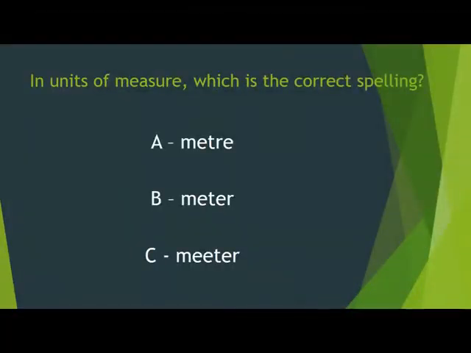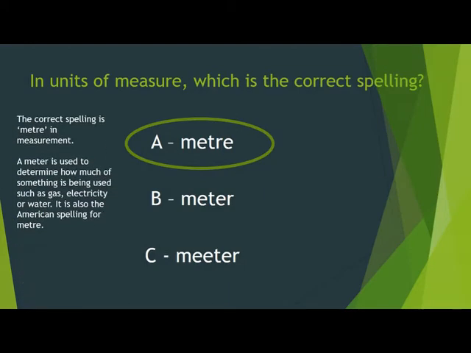So before we start, in units of measure, which one of these is the correct spelling? Excellent. It is the first one, A. The correct spelling is M-E-T-R-E in measurement. A meter, M-E-T-E-R, is used to determine how much of something is being used, such as gas, electricity, or water. And it's also the American spelling for metre. But the UK spelling, the correct spelling that we should be using today, is M-E-T-R-E.